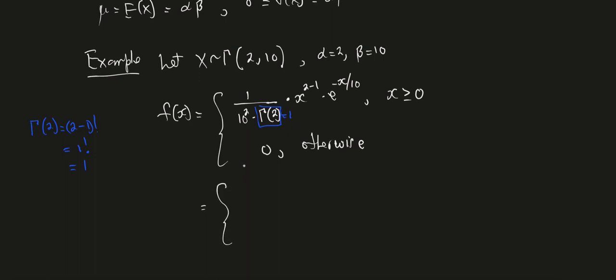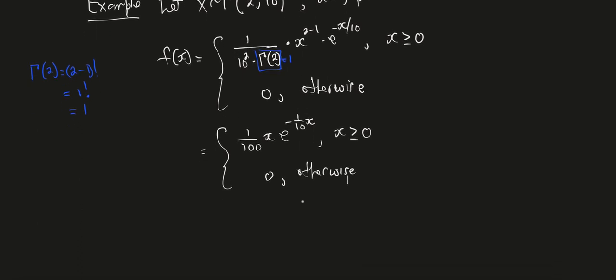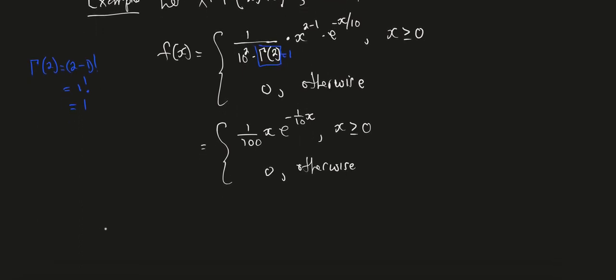So here is the simplified form of the PDF. We have 1 over 100 times 1, so that's 1 over 100. And then we have x to the first power, so that's just x. And then we have our e to the negative 1/10 x. So that's our PDF, and it's valid for x greater than or equal to 0, and 0 otherwise. All right, so there is our PDF. Let's go through and compute certain things.